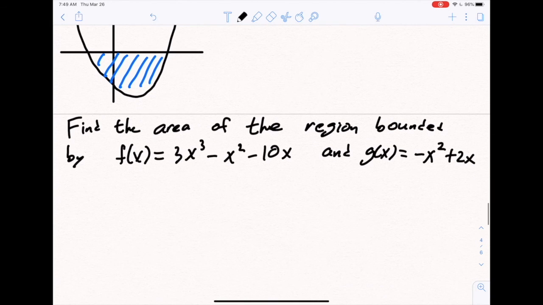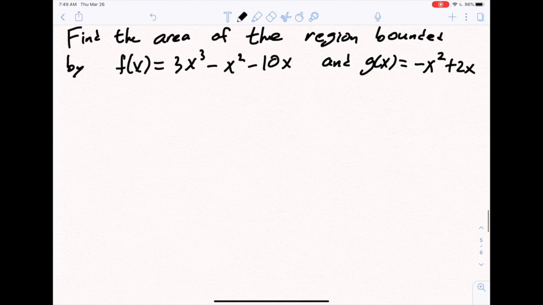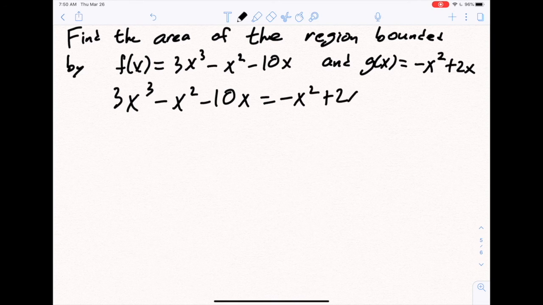All right, one more example. Find the area of the region bounded by f of x equals 3x cubed minus x squared minus 10x, and g of x equals minus x squared plus 2x. So again, here we aren't given left and right endpoints, so we need to find the points of intersection. And we can do that by setting the two functions equal to each other. So we have 3x cubed minus x squared minus 10x equals minus x squared plus 2x.